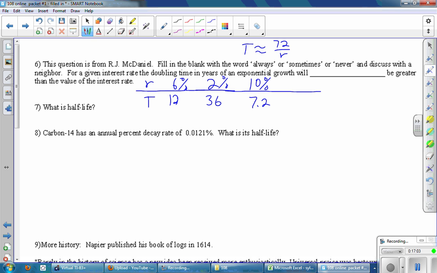So what's the conclusion here? For a given interest rate, the doubling time in years will sometimes be greater, sometimes smaller. Wonder if you could find a place where the interest rate and the doubling time were exactly the same.